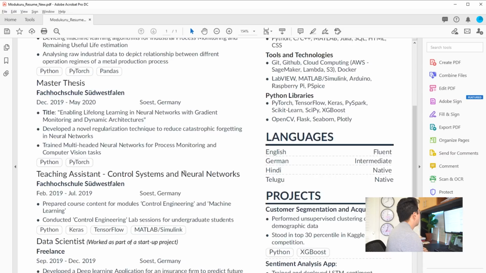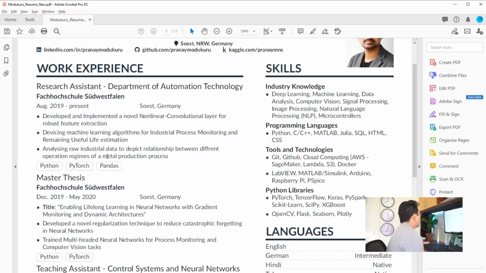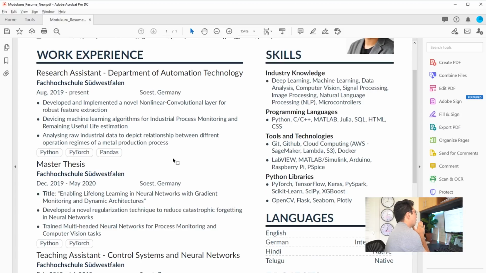I also think that in terms of the projects and the work experience, he could focus a lot more on the outcomes. There's a lot of focus on the tools and the methods that he used, and I don't think enough on what the use case of these projects is actually for. So I would like to see, for example, this go right up top. This tells me analyzing raw industrial data to depict a relationship between different operation regimes of a metal production process. That should go at the top to me, rather than thinking about what methods you're using. From the business standpoint, they care about you solving the problems significantly more than about what tools or methods you used to get to that solution. So that's just something we should always be keeping in mind.